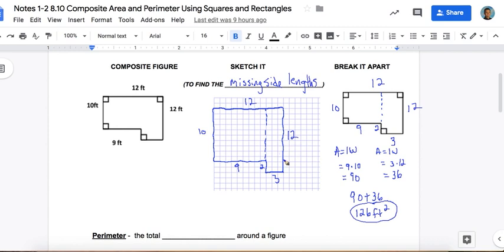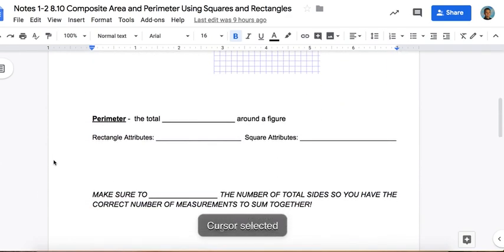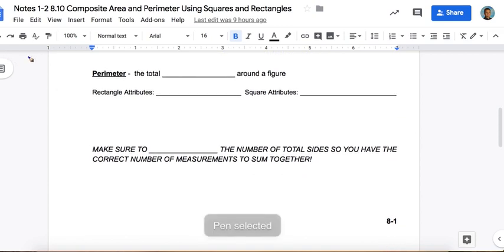Okay, now we are going to skip to the back here. Well, let's go over perimeter, and then when we do the back, we're going to do all the area first, and then we'll do all the perimeter. So perimeter is the total distance around a figure.